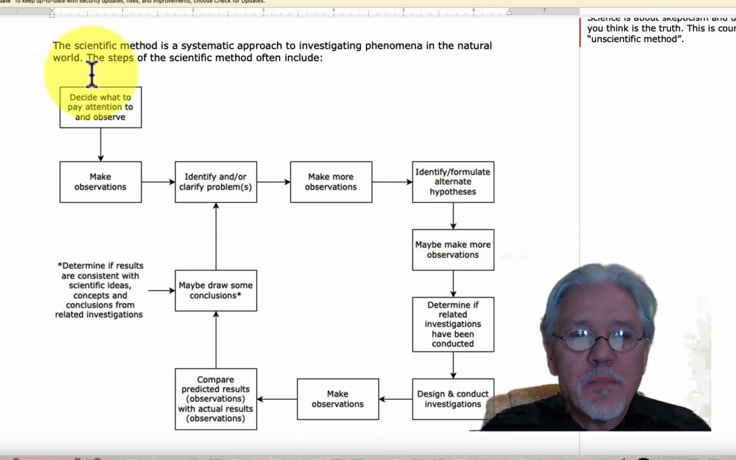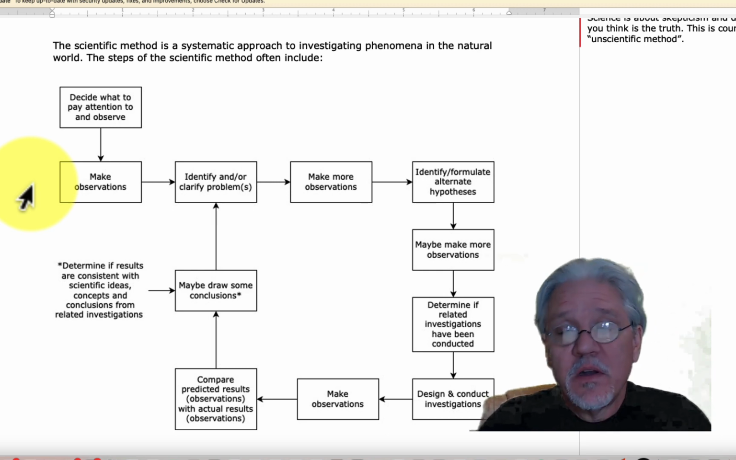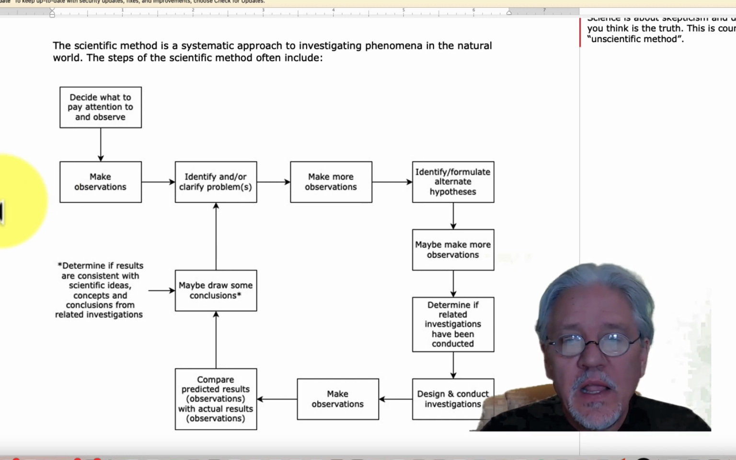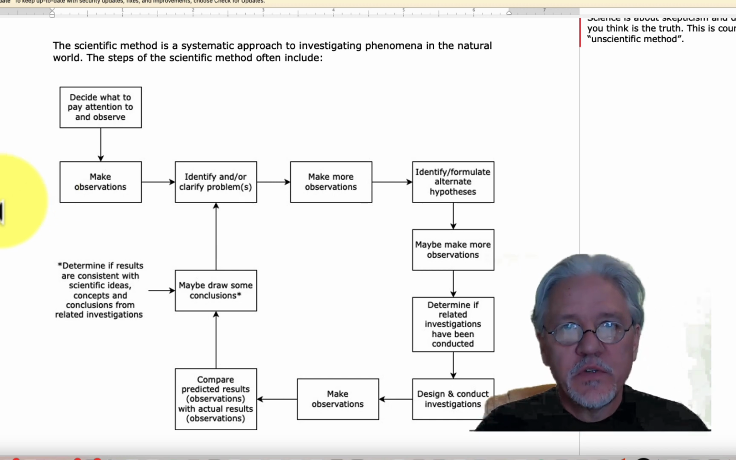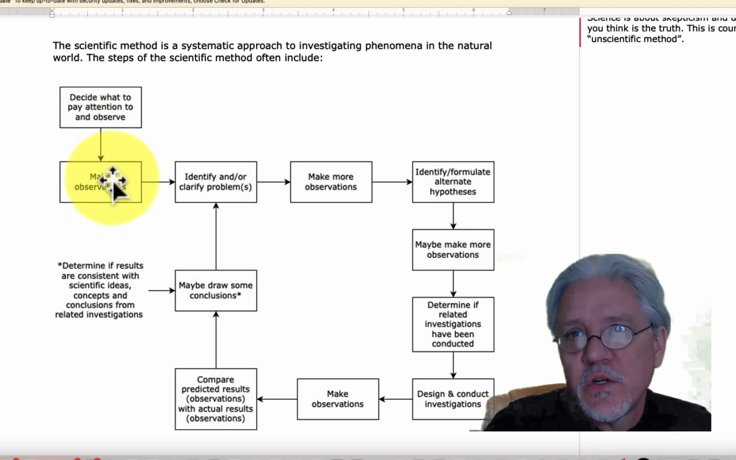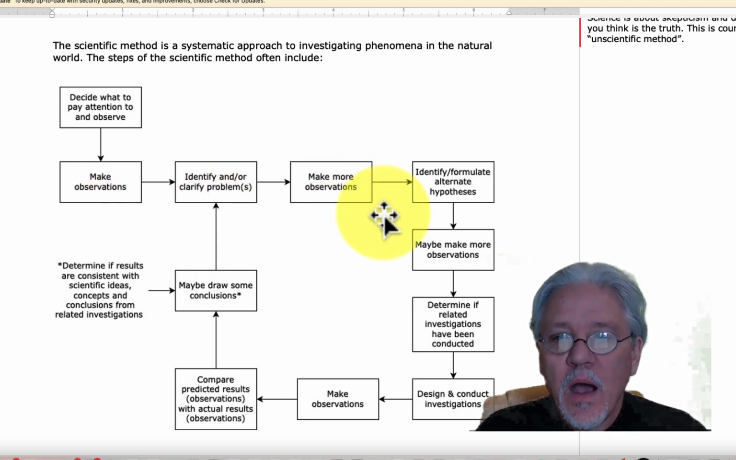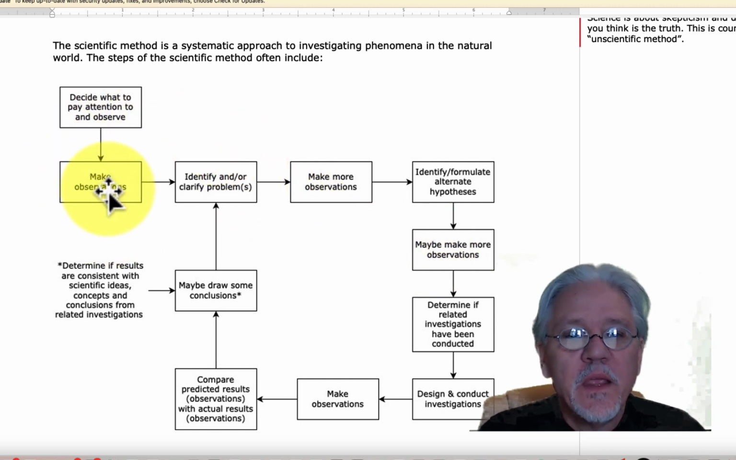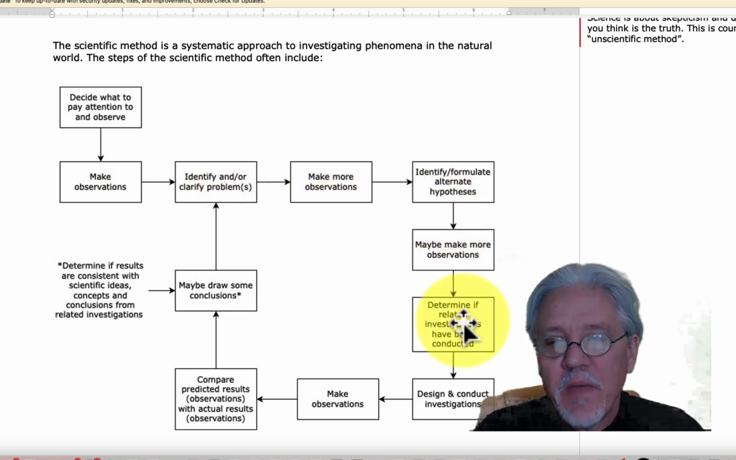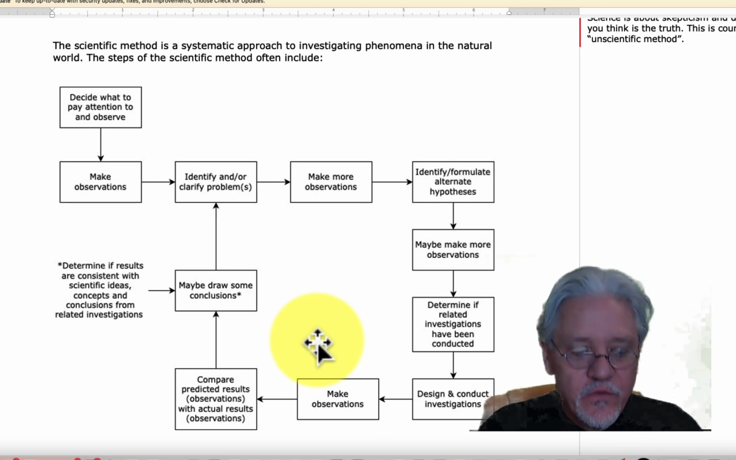And I provide a diagram for you that is, by the way, in my opinion, a really great graphic representation of what the scientific method is. I hope one of the things that you observed in this model is the role that observations play in the scientific method, because making observations underlies the entire method.